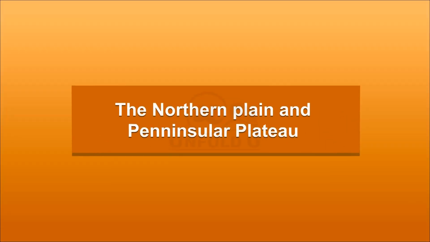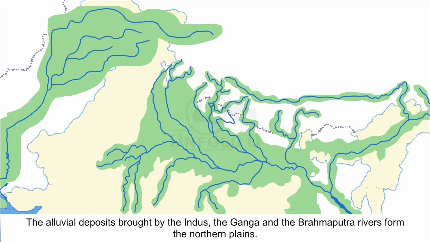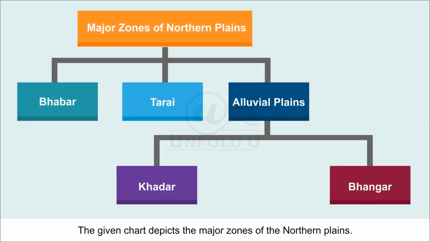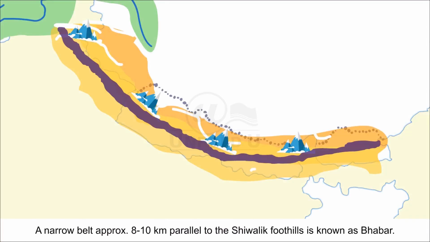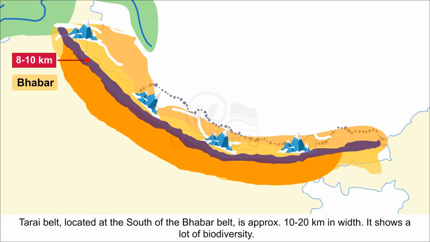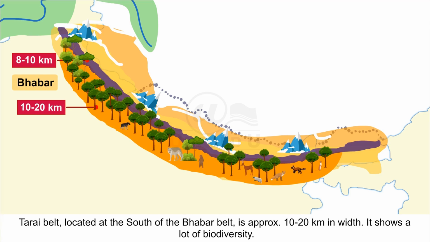The Northern Plain and Peninsular Plateau. The alluvial deposits brought by the Indus, the Ganga and the Brahmaputra rivers form the Northern Plains. The given chart depicts the major zones of the Northern Plains. The narrow belt approximately 8 to 10 km parallel to the Shivalik foothills is known as Bhabar. Tarai belt, located at the south of the Bhabar belt, is approximately 10 to 20 km in width. It shows a lot of biodiversity.